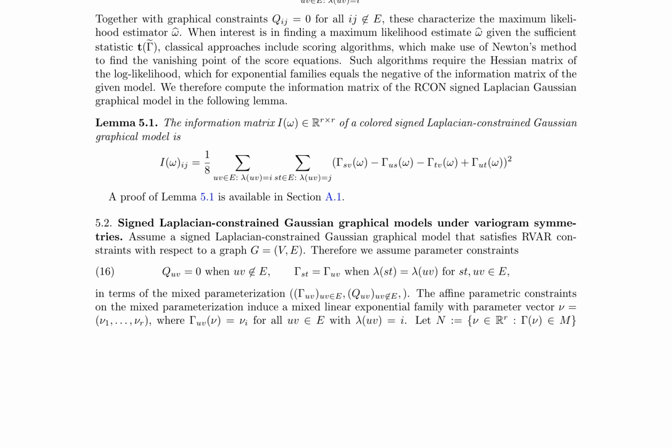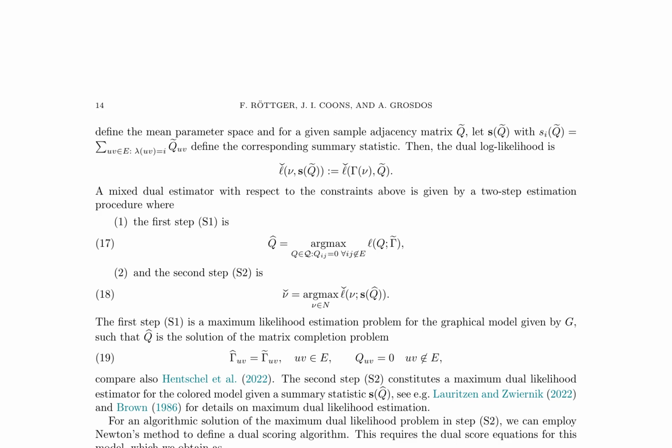The information matrix of the Archon signed Laplacian Gaussian graphical model is computed in Lemma 5.1, crucial for scoring algorithms to find the maximum likelihood estimate. The section also touches on signed Laplacian constrained Gaussian graphical models under variogram symmetries, assuming parameter constraints and affine parametric constraints. The mixed dual estimator is a two-step procedure for estimating graphical models.